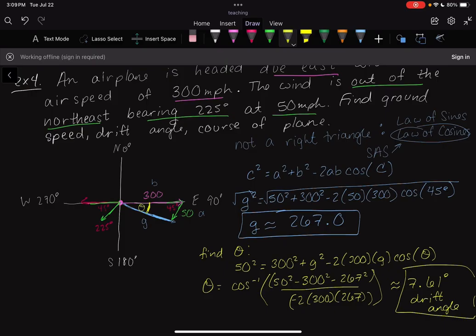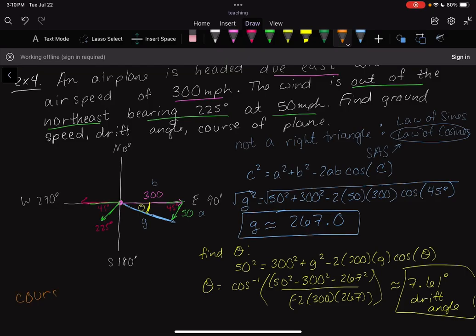Now, if yours is a little bit off from me, it may be a rounding thing, because I didn't actually use 267. I used the answer button, the last answer, and used my actual g that was already in the calculator. So I didn't round at all to get that value. And we should always expect it to be pretty small.